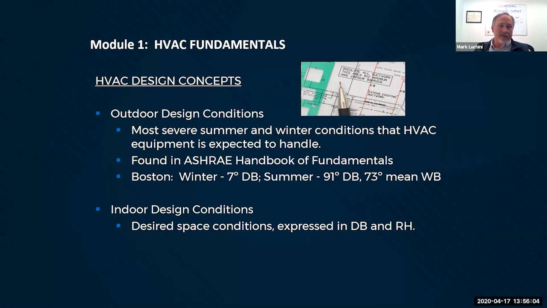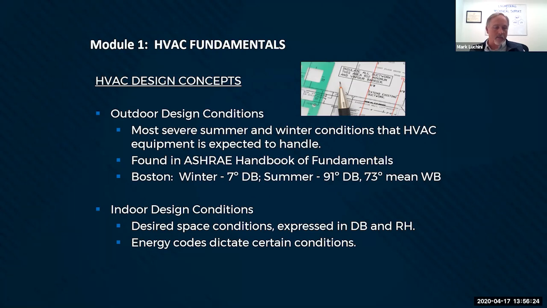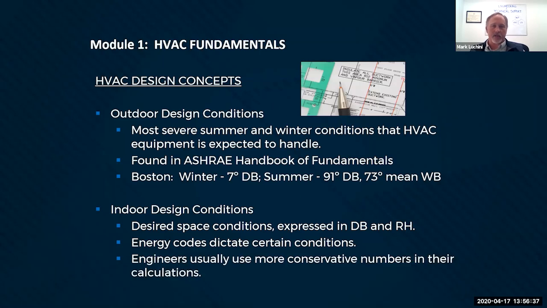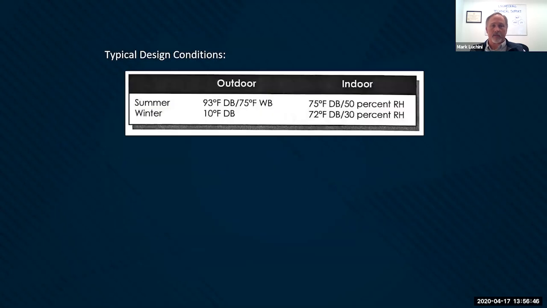Now, indoor design conditions are basically what do you want your space to feel like? Typically, you're going to get those dictated to you by your client, and they're going to tell you, I want my space to be 75 degrees at all times and no humidity. You say, okay. Energy codes unfortunately do dictate certain conditions. Strictly speaking, we are not supposed to have our office buildings cooler than 78 in the summer and warmer than 68 in the winter. However, engineers are practical people, so they usually use more conservative numbers in their calculations just to make sure that they don't get the irate phone calls. Poorly kept secret.